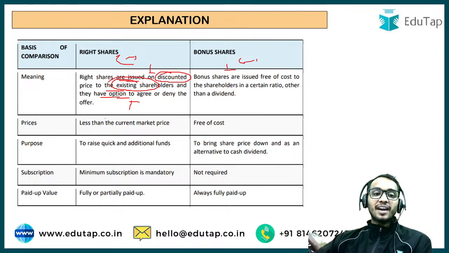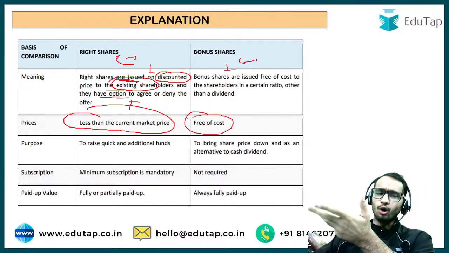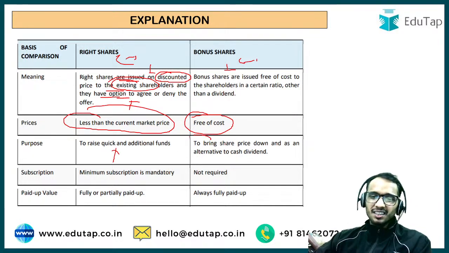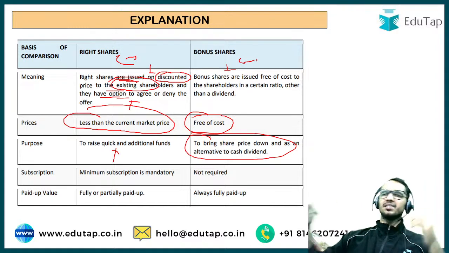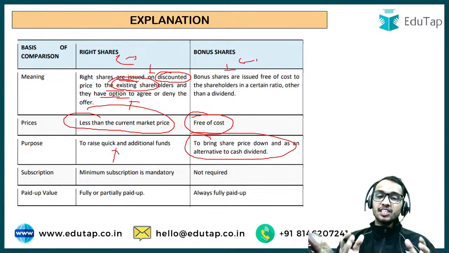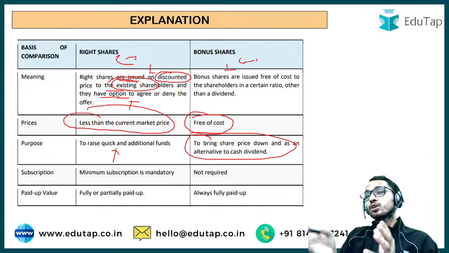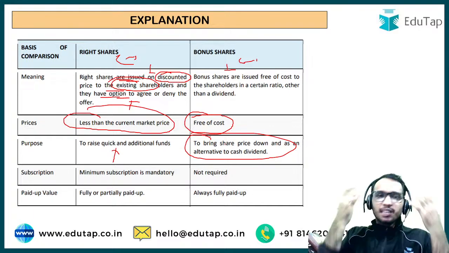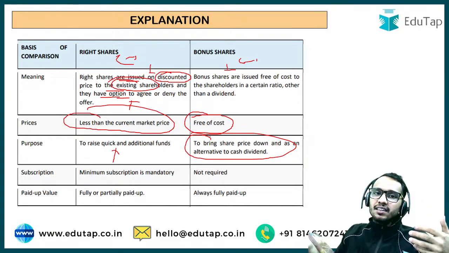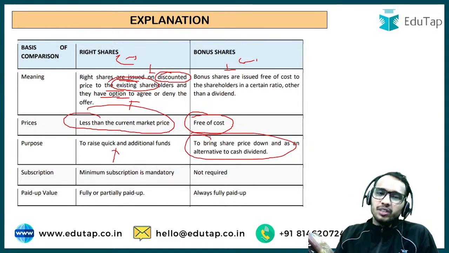Prices, less than the current price for right shares; bonus shares free of cost. Purpose of right shares: to raise quick and additional funds. Now see what happens in bonus shares. You are providing it for free of cost, but the market capitalization before the bonus issuance and after the bonus issuance will be the same. Simple mathematics says that if the number of shares is increasing, the market price is going to decrease. So to bring the share price down, the company can do this.